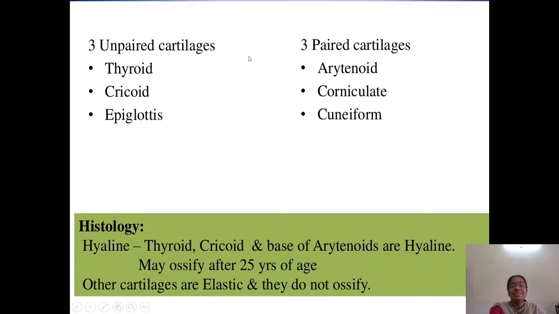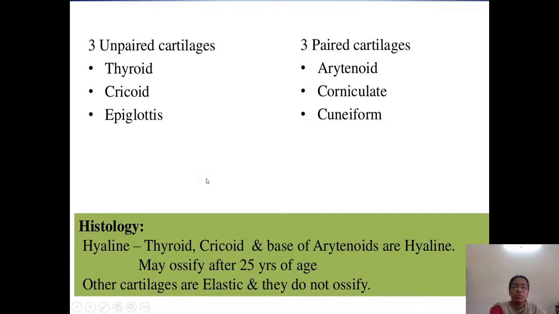In this way, these 9 cartilages are the cartilages in which some are paired and some are unpaired. Do you remember the unpaired cartilages are thyroid cartilage, cricoid cartilage, and epiglottis. So these are the unpaired cartilages. The 3 paired cartilages are arytenoid, corniculate, and cuneiform cartilages.